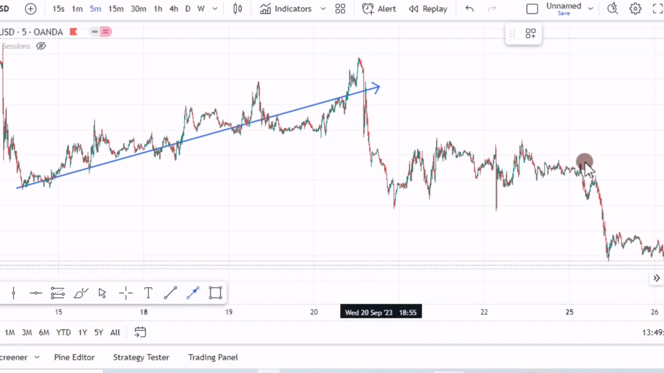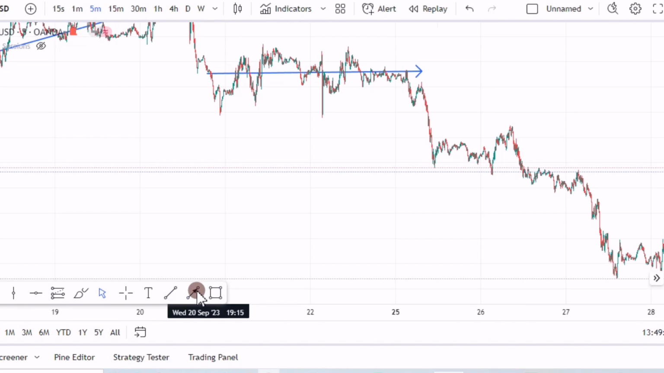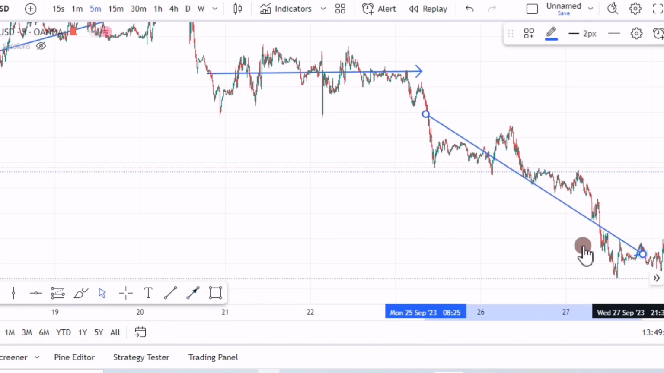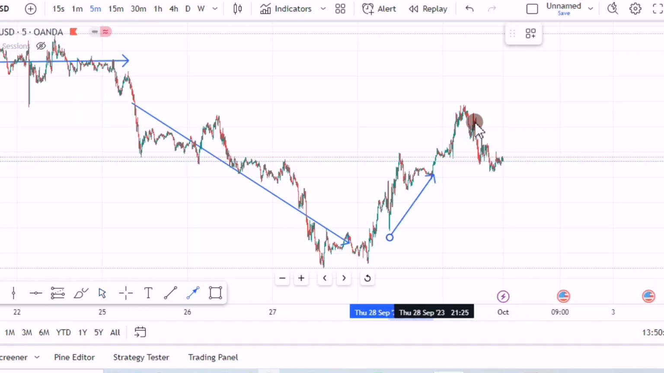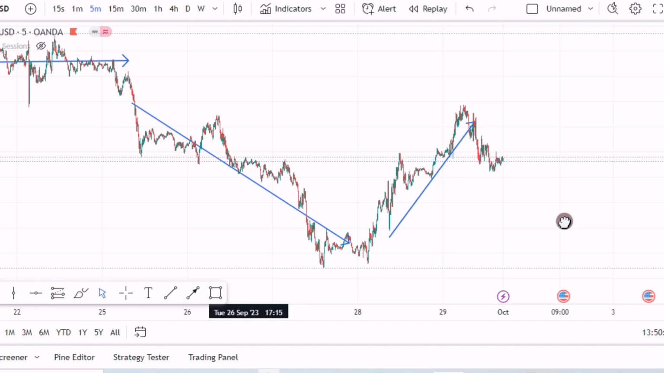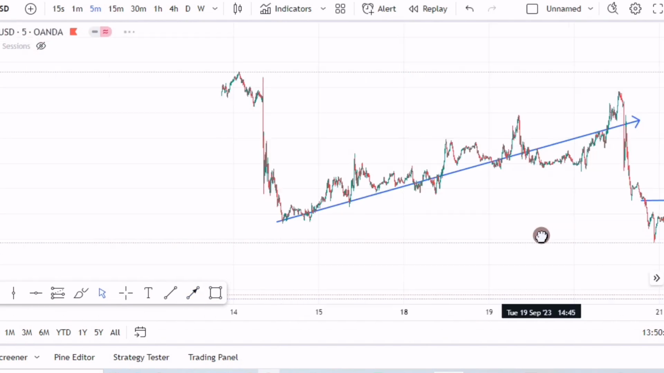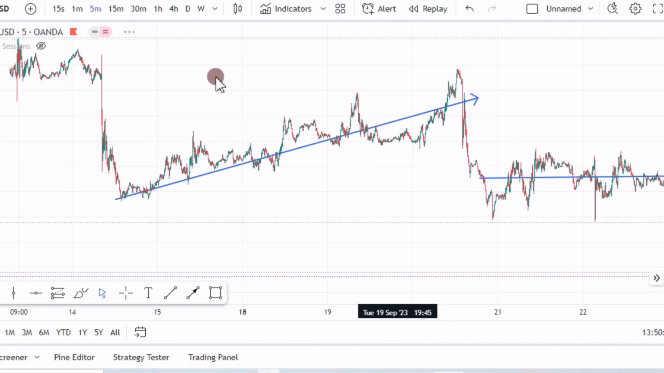This was another trend, even though this trend is called a ranging market, but this is a trend. And then this is another trend, a downtrend. And then this is an uptrend. Seeing these trends, let's just start from the beginning. Let's start from this trend.